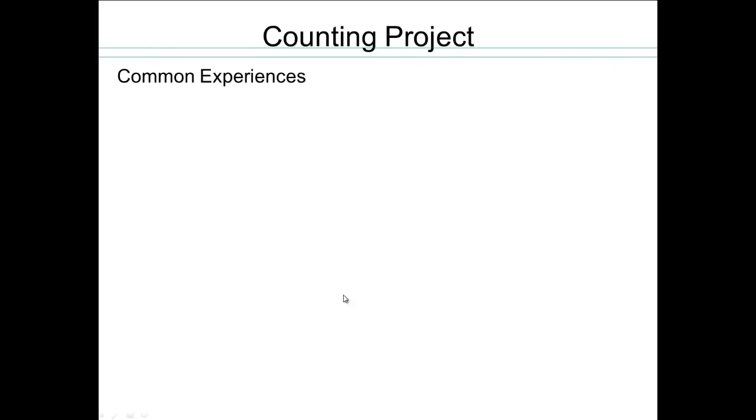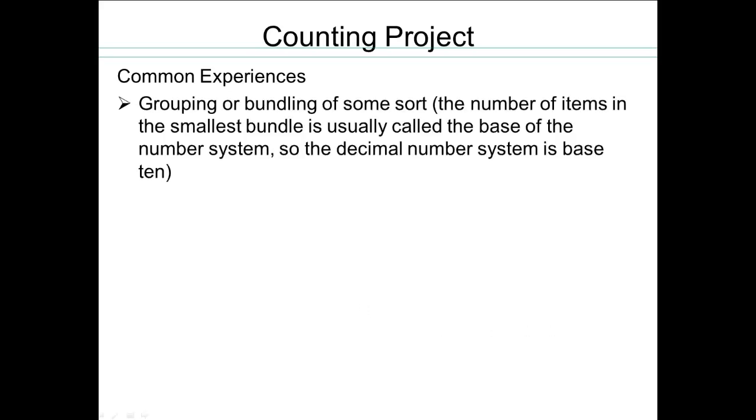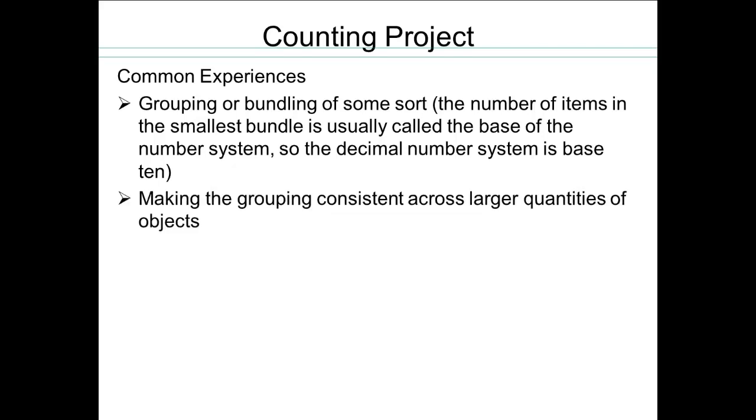And we're going to share some common experiences that many of you had. I'm going to talk about what some of you did in class. We looked at groupings or bundlings of some sort. Some of you used numbers, some of you used letters. And when I say numbers, you made up some symbols for numbers, and that's great. But each one of you had some sort of bundling, and the smallest number in your bundle is called the base of your number system. Making the groups consistent across larger quantities of objects, that's something we saw that many of you did.